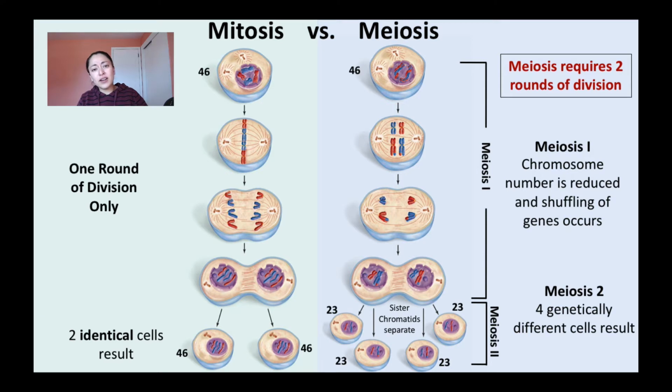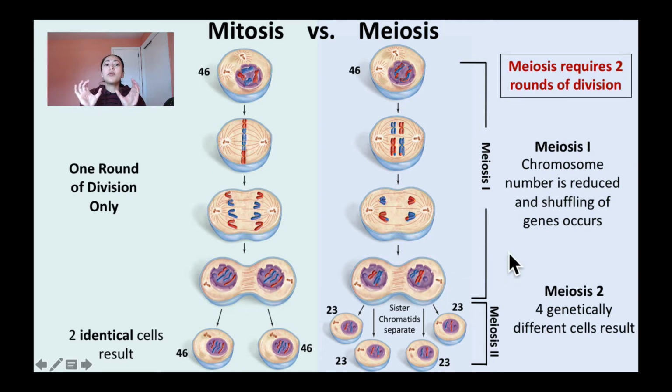Meiosis is a little bit different. It requires two rounds of division. So you start off with the cell with 46 chromosomes, it's diploid, and it splits into two cells. And the function of meiosis 1, or the purpose of meiosis 1, is to reduce the chromosome number in half, also to allow for some shuffling of the genes which occurs. So some of the DNA is swapped between the chromosomes. And so the result of meiosis 1 is two haploid cells.